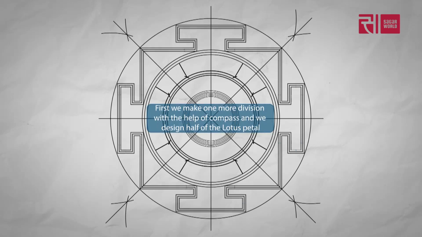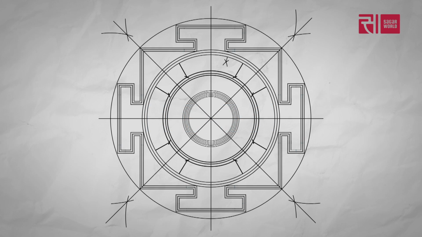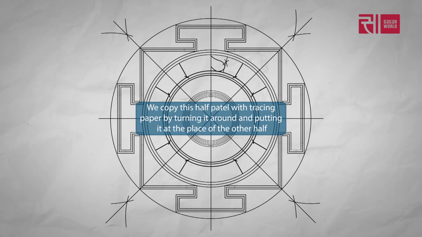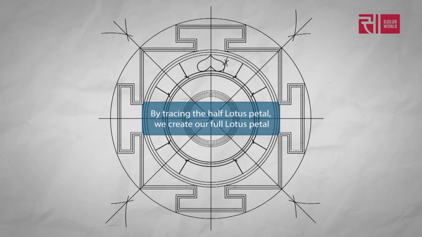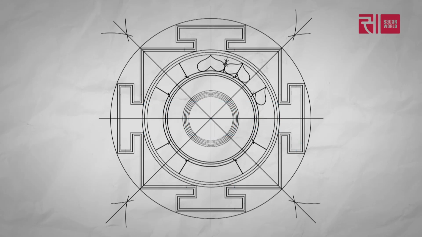First, we make more divisions with the help of the compass and we design the half of the lotus petals. We copy this half petal with tracing paper by turning it around and putting it at the base of the other half. By tracing the half of the lotus petal, we create our full lotus petal.